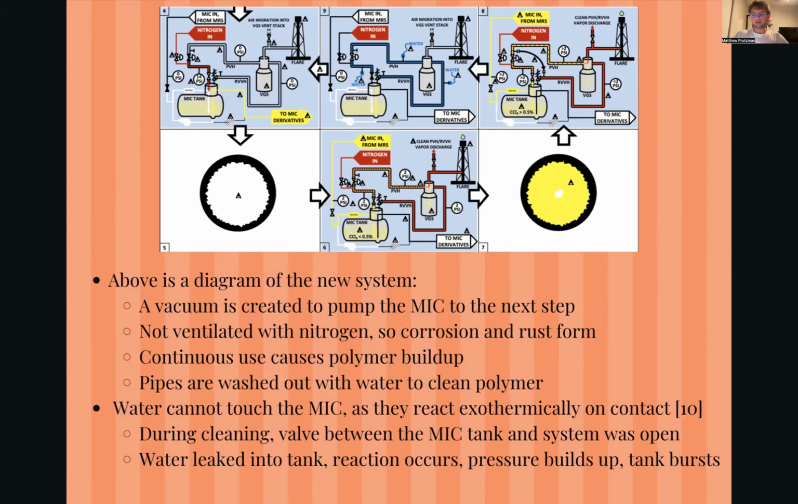Normally, the plant operators would close the valve connecting the storage tank to the overall system and wash the pipes with water, as you can see above. But polymer also built up in that valve, so on the night of December 2nd, 1984, when a worker was sent to close the valve and send water through the system, it leaked into the storage tank and reacted exothermically with the MIC. This caused an increase in pressure and eventual burst, leaking a 20-ton cloud of the toxic gas into the surrounding town.